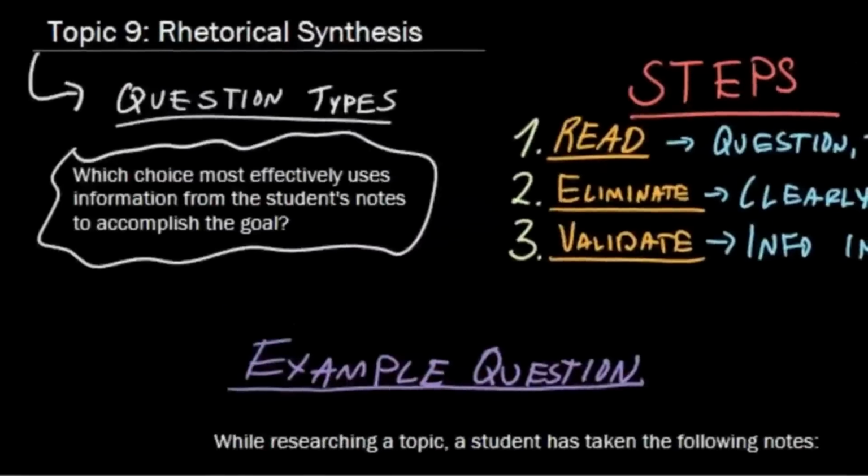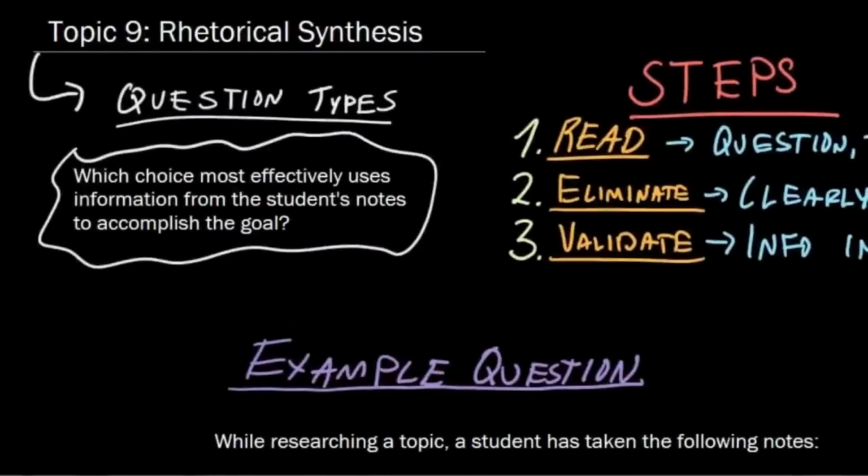So this seems like a lot. Rhetorical synthesis sounds like a complicated topic, but it's really not. Anytime they ask you a question like this, it's going to say, which choice most effectively uses info from the student's notes to accomplish the goal? This seems a little bit weird at first because this has never been a question that was asked in the paper SAT, digital only pretty much, but it's pretty simple.